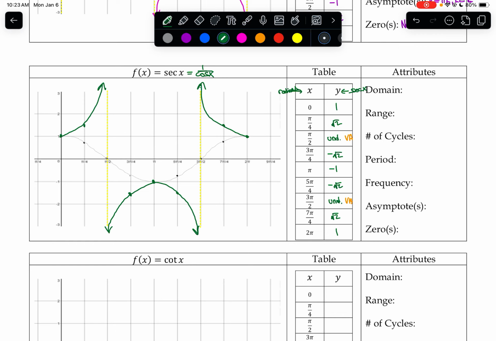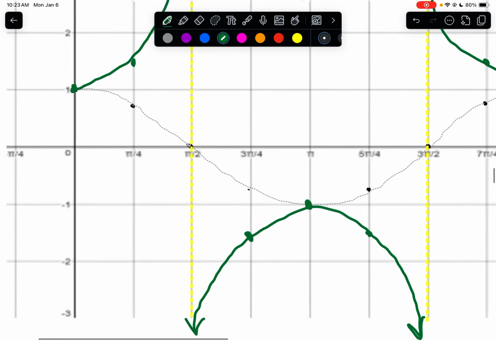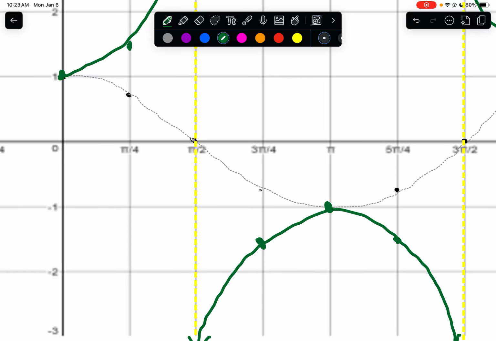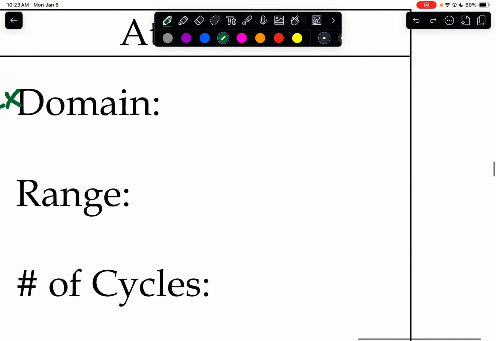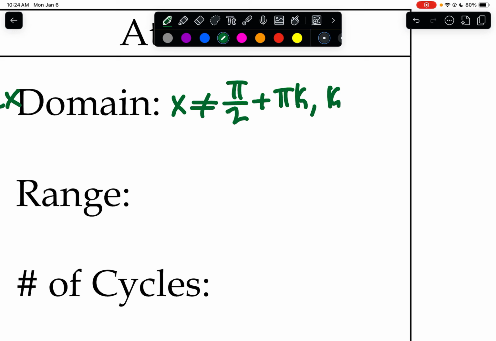All right. So for your domain in this case, now we just need to exclude the pi over 2's. So the pi over 2's here, so domain cannot equal pi over 2 plus pi k, where k is an element of the integers.